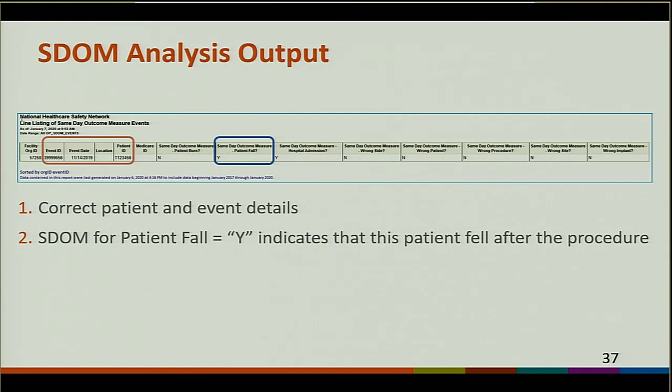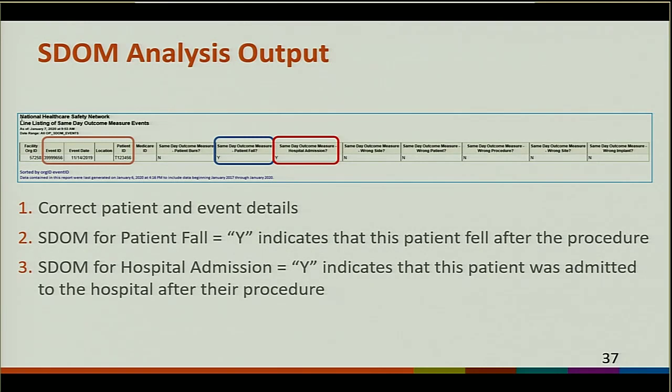This indicates that this patient fell after the procedure. Third, we want to look at the same-day outcome measure hospital admissions. This is also set to Y and indicates that the patient was admitted to the hospital after their procedures. The remaining same-day outcome measures that you're going to find to the right on this table are all set to no, indicating that there are no other same-day outcome measures recorded for Mr. Clark for this event date.